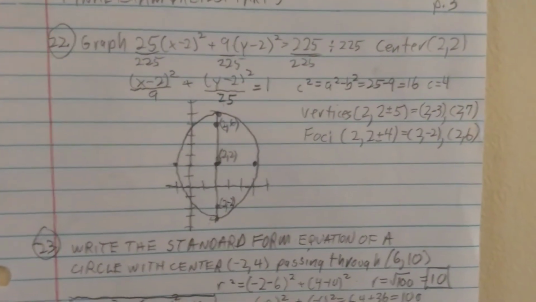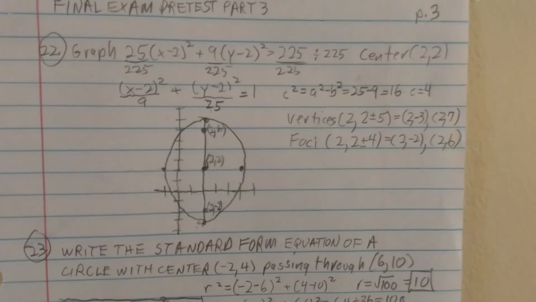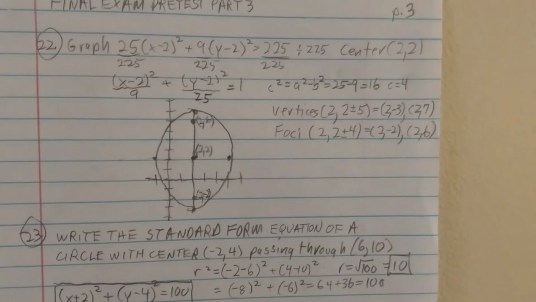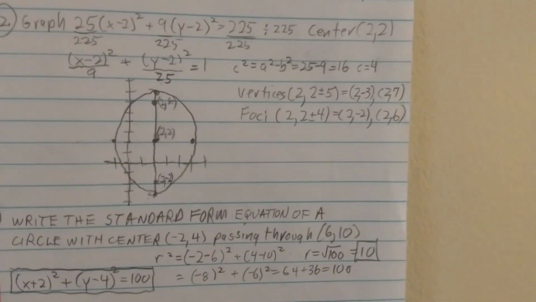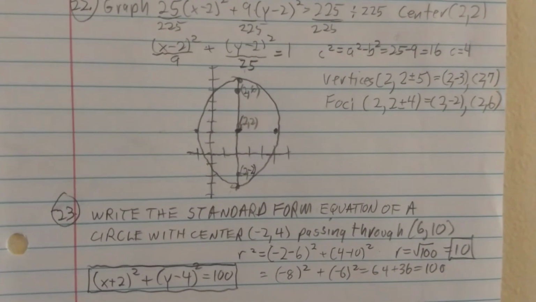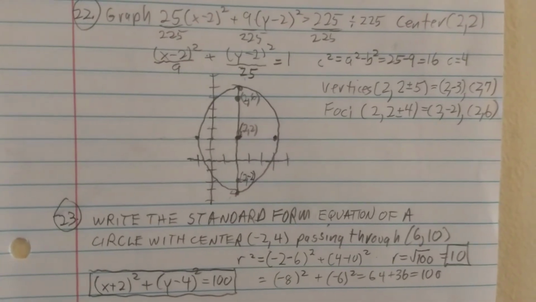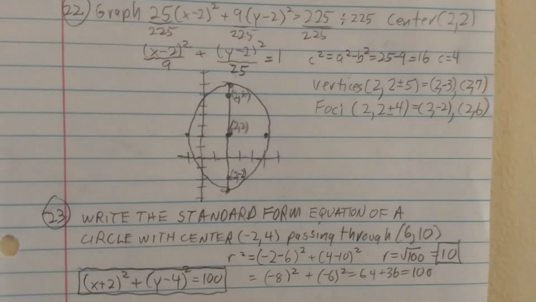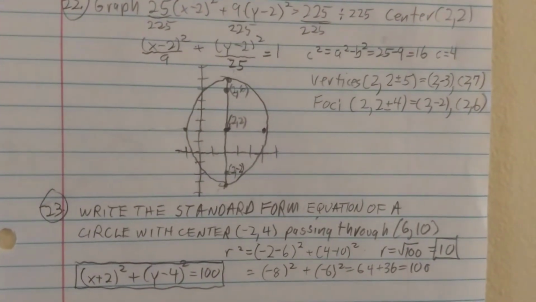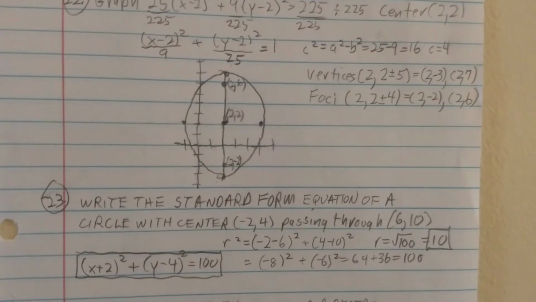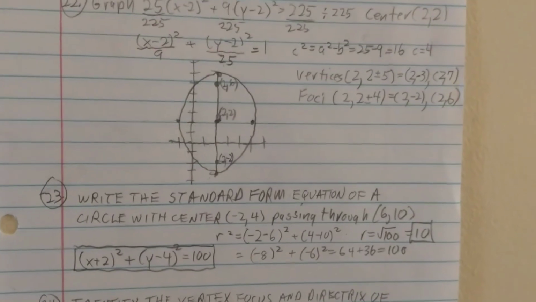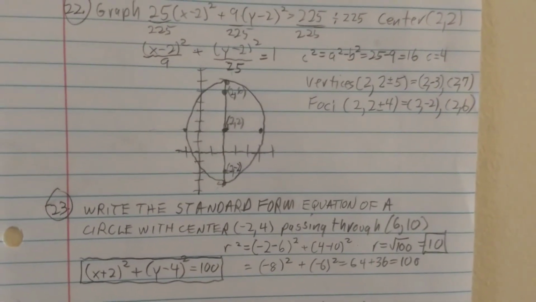Now here on 22, we're given to start 25 times (x minus 2) squared plus 9 times (y minus 2) squared equals 225. So that tells us right off that the center is 2, 2, and that we're going to divide everything by 225 to get it equal to 1. So when we do that, 25 over 225 reduces to 1 over 9. So we have (x minus 2) squared over 9. And 9 over 225 reduces to 1 over 25. So we have (y minus 2) squared over 25 equals 1. And it's a sum, so it's an ellipse.